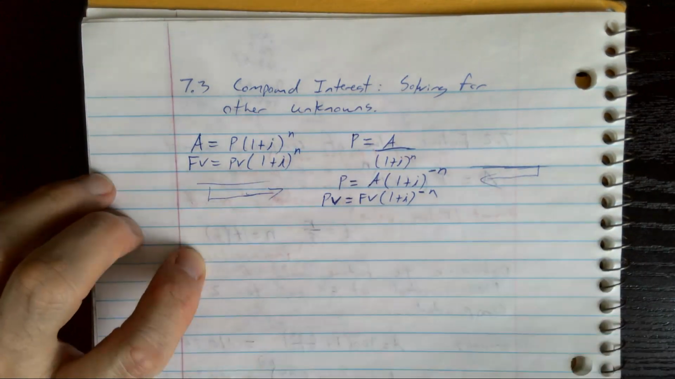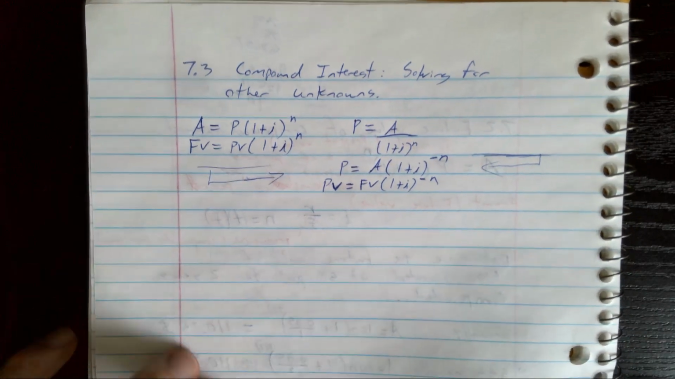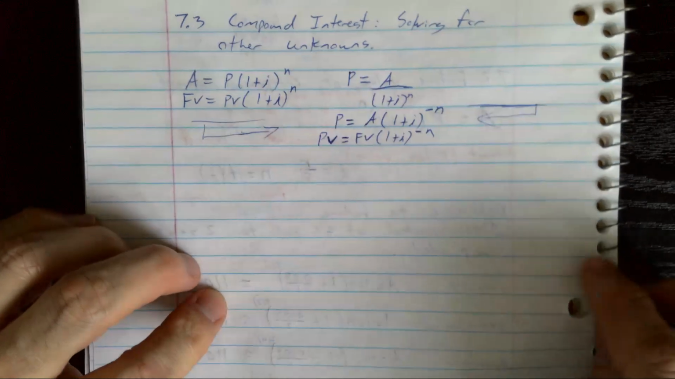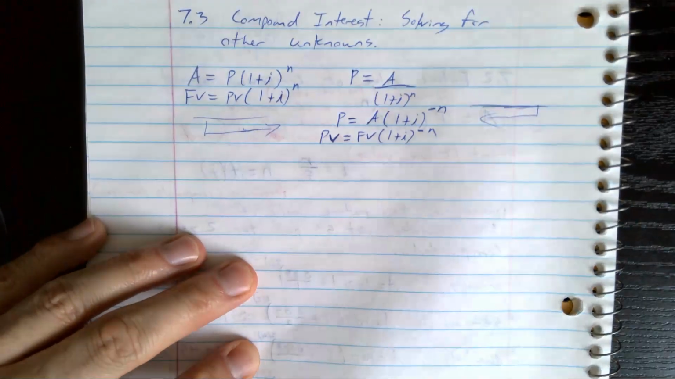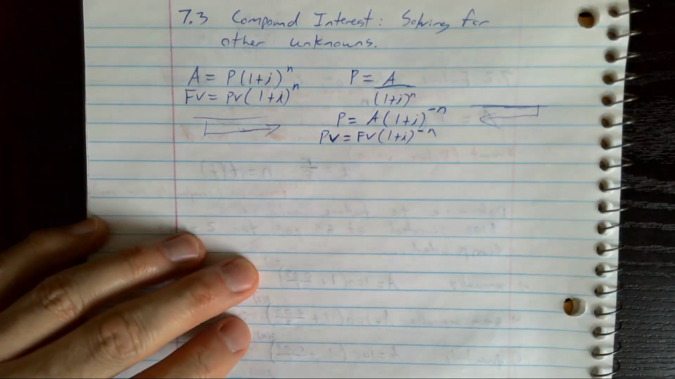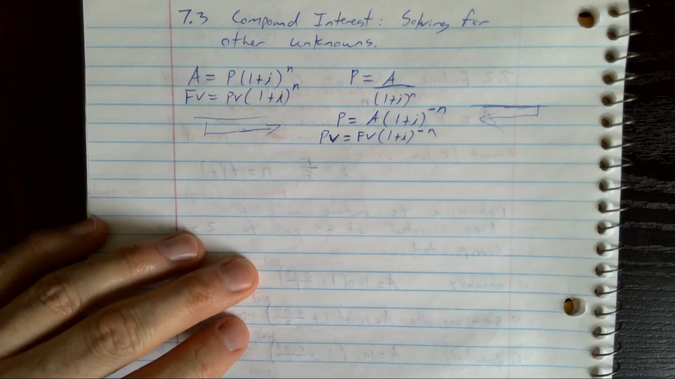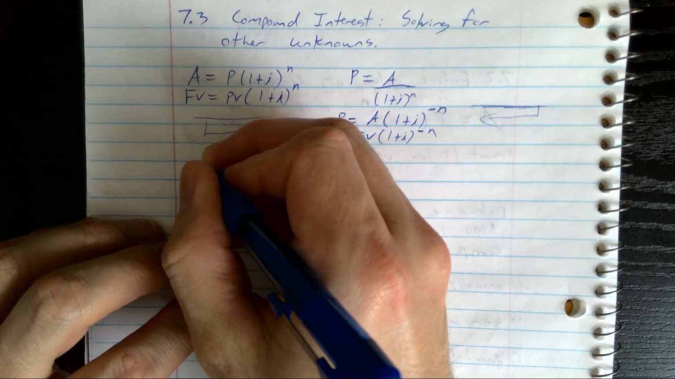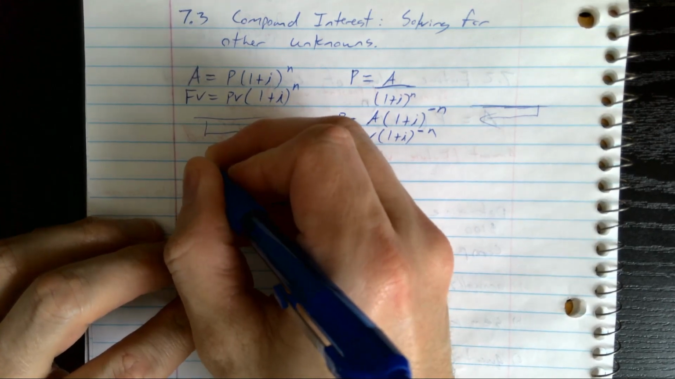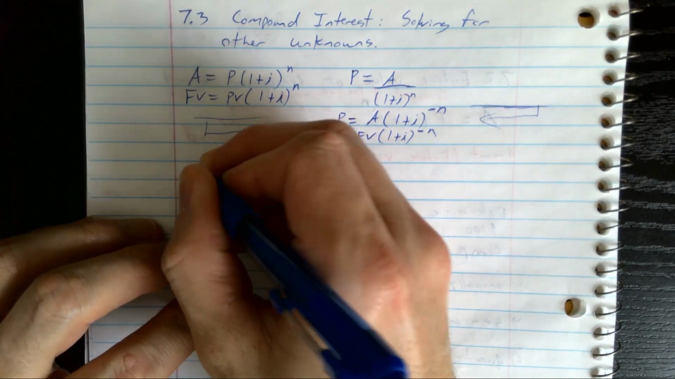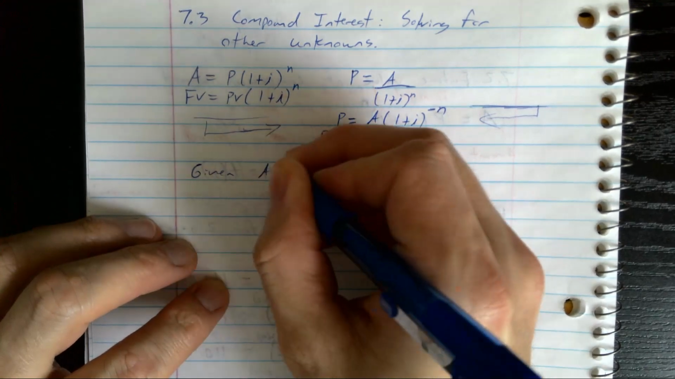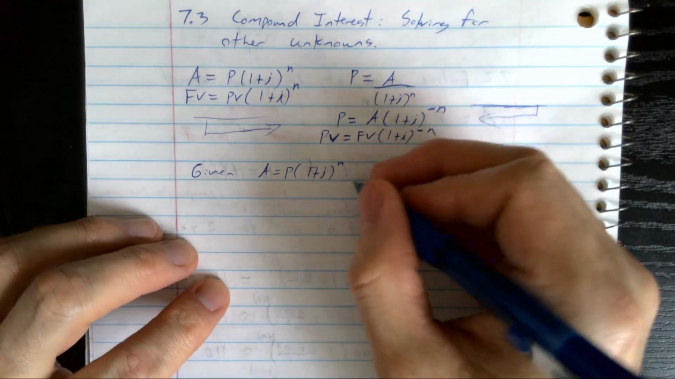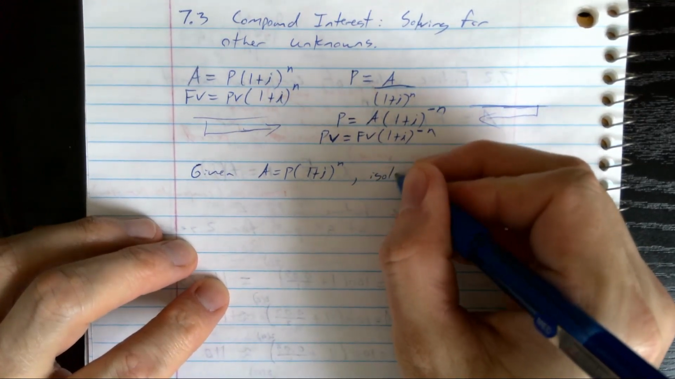solve for other unknowns. And you can take two approaches to it. You could try solving right in the equation, or we might want to try solving with some numbers put in as well. So let's just try an algebraic one, and then we'll write an example and show you why I don't think you should bother rearranging algebraically. Let's say, given A equals P times 1 plus i to the exponent n, let's isolate for i.